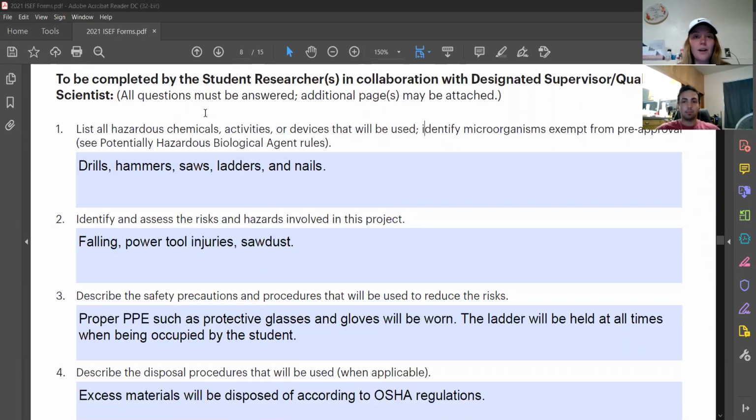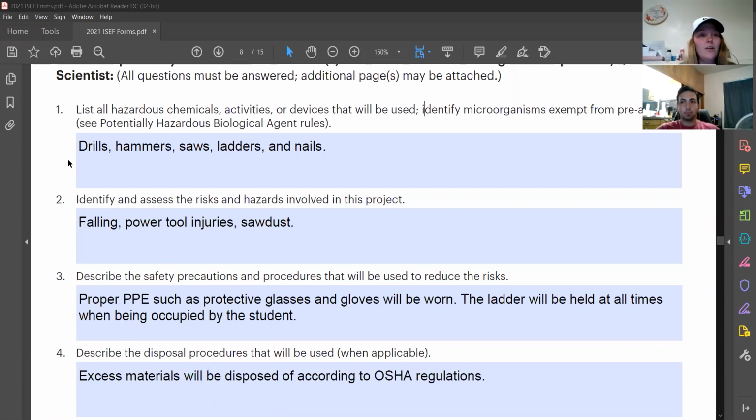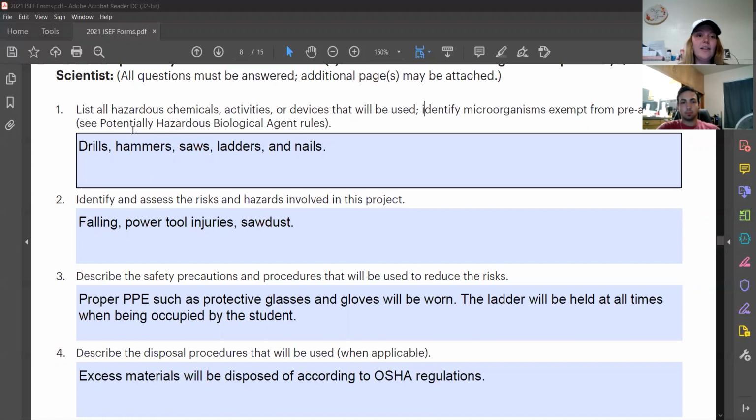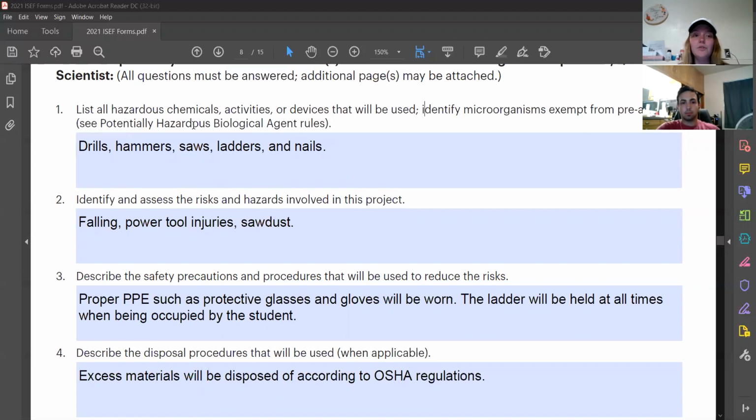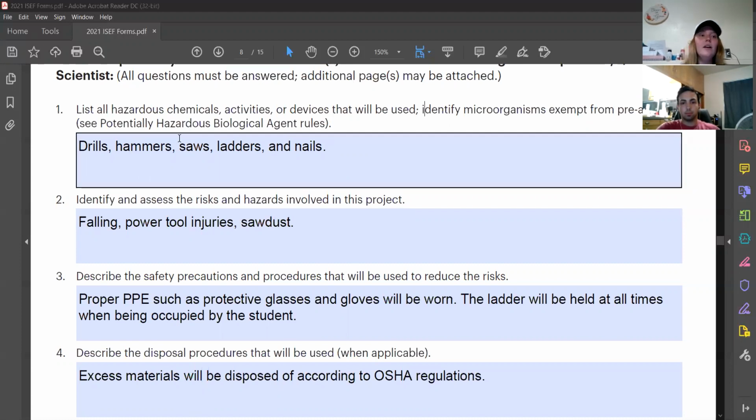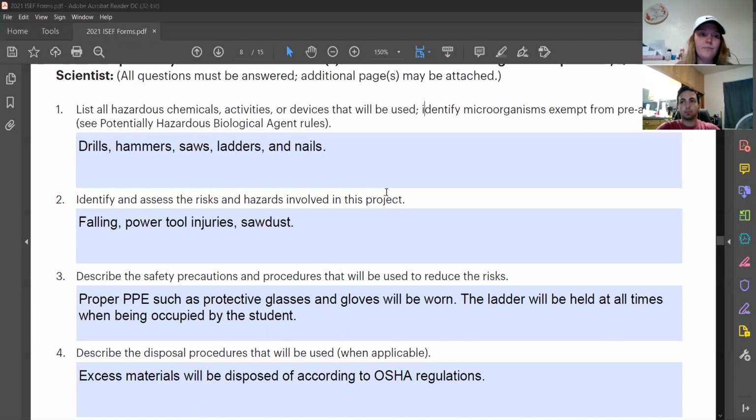If you need to, you can write these on extra pages and attach them to this form before turning it in. So, question 1 will have us list all hazardous chemicals and devices that will be used and identify microorganisms exempt from pre-approval as listed in the potentially hazardous biological agent rules found in the ISEF rules and guidelines. Here, Carl Science will be using drills, hammers, saws, ladders, and nails, which are all hazardous devices.